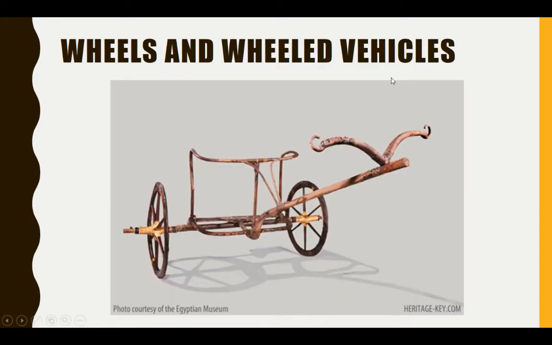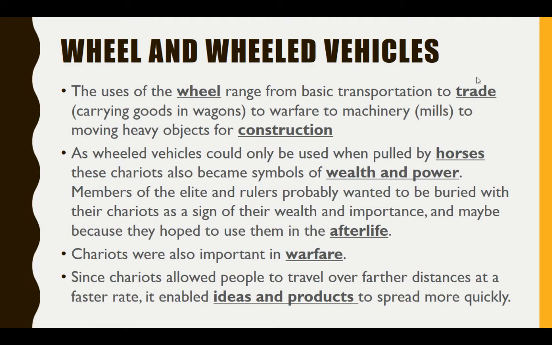The last technology that we're going to talk about are wheels and wheeled vehicles. This is an early example of a chariot. The use of the wheel ranged from basic transportation. Before the wheel, they mostly relied on the waterways that acted as a highway. But we'll see that wheeled vehicles become popular as they are easier to control. Remember, the Tigris and Euphrates River especially are very difficult to navigate, so wheeled vehicles make it easier.